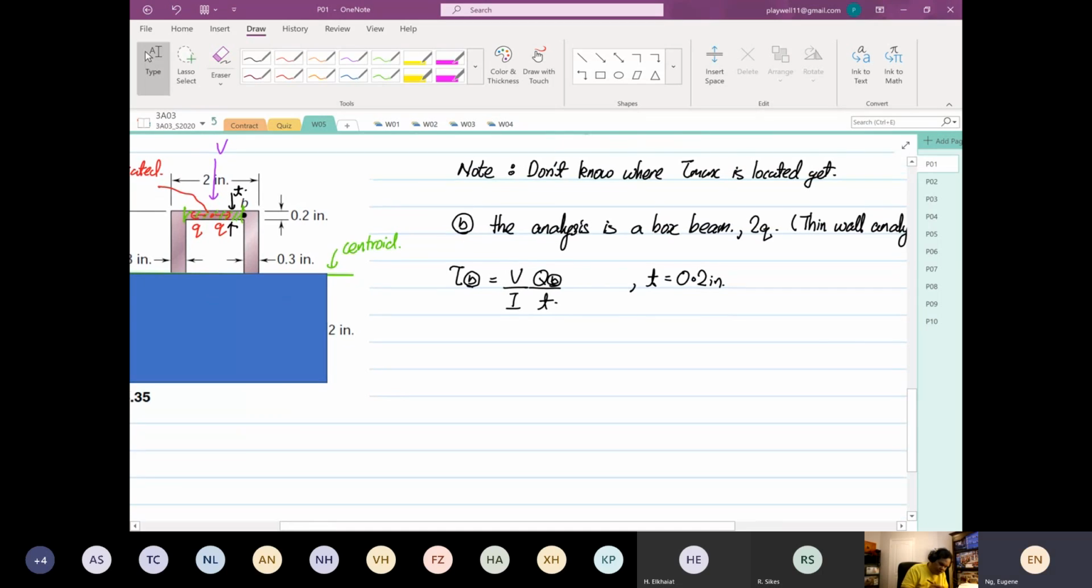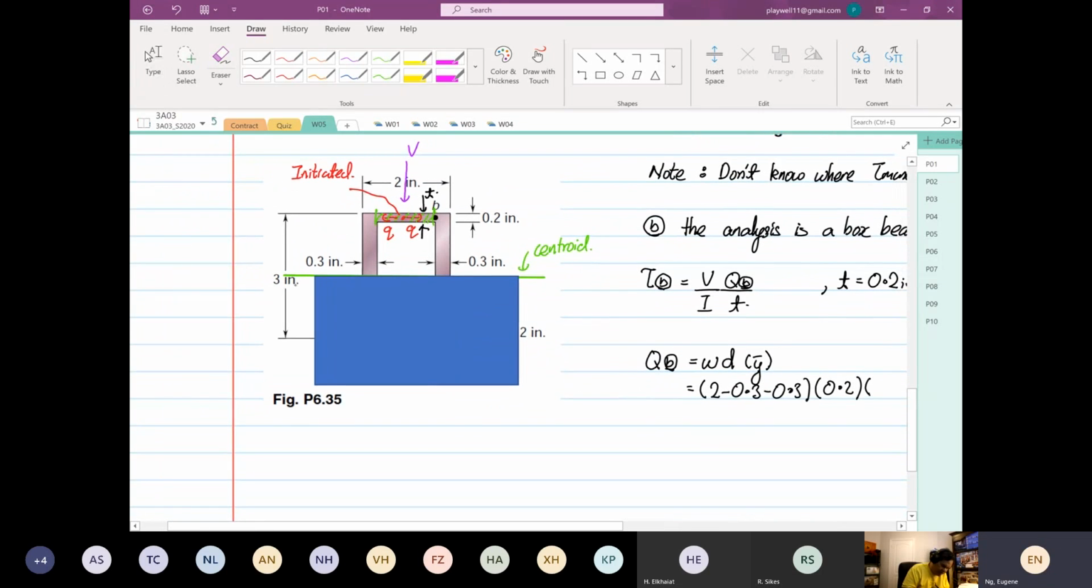Okay, so we want to find the Q of point B. Again, Q of point B is width multiplied by depth multiplied by y bar. So the width that we are looking at is 2 minus 0.3 minus 0.3. Then the depth is 0.2. And then the y bar is equal to 1.5.